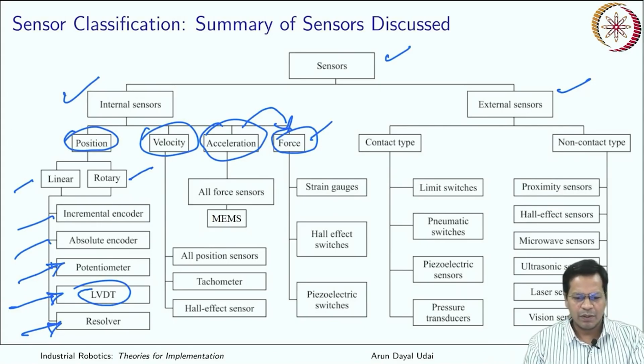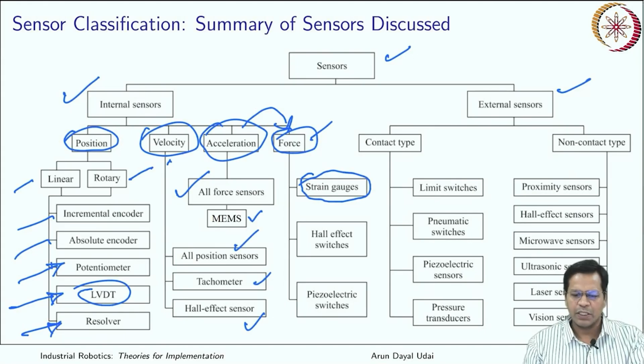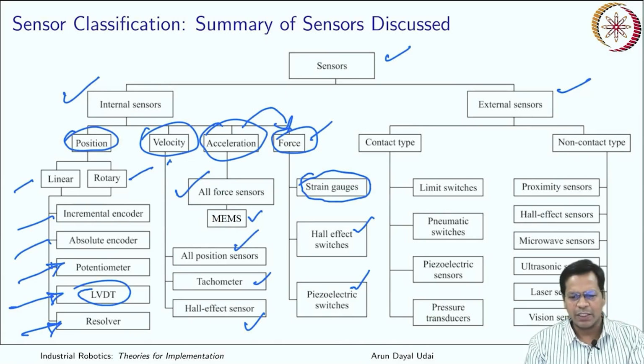A velocity sensor can be of multiple kinds. It can be a position sensor, tachometer, or Hall effect sensor. Any force sensor can be used like an acceleration sensor, as we saw in our module, and MEMS, micro electromechanical sensors, that you have seen. Force sensors, which you know in detail now, can also be Hall effect switches or piezoelectric switches, which can also be used like this. So these are some of the internal sensors.